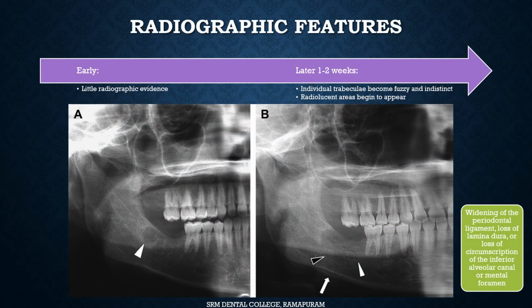Acute suppurative osteomyelitis progresses rapidly and shows little radiographic evidence at the early stages. Once it has progressed for about 1 to 2 weeks, individual trabeculae begin to appear fuzzy and indistinct, and radiolucent areas begin to appear. You can also note widening of the periodontal ligament space, loss of lamina dura, and loss of circumscription of the inferior alveolar canal when noted on the OPG.